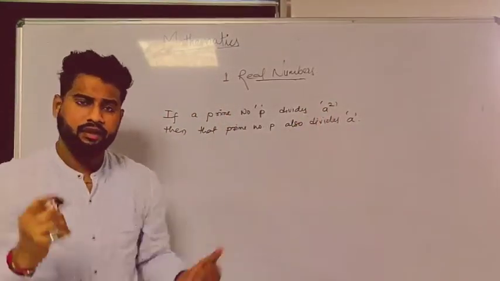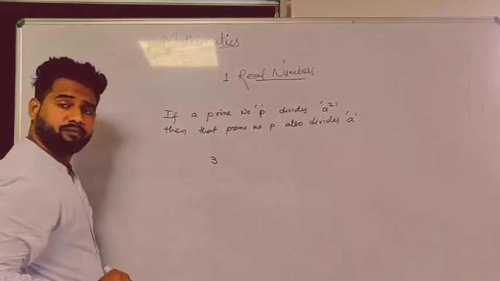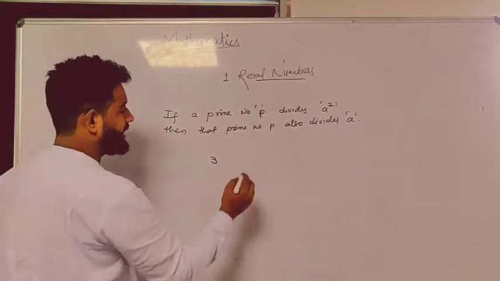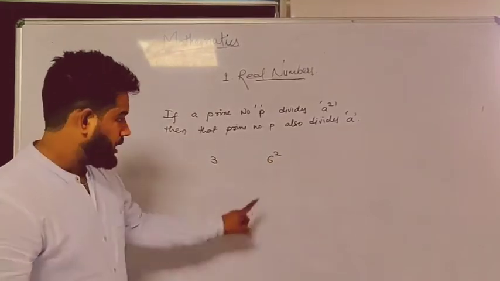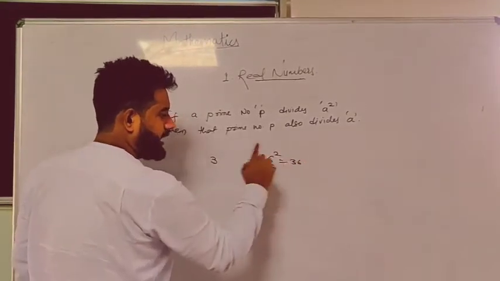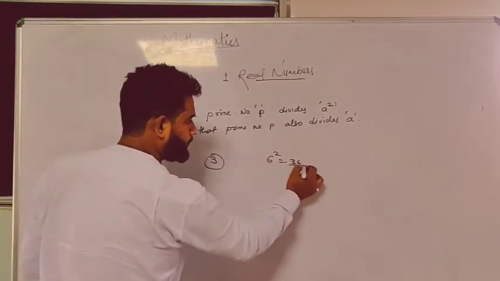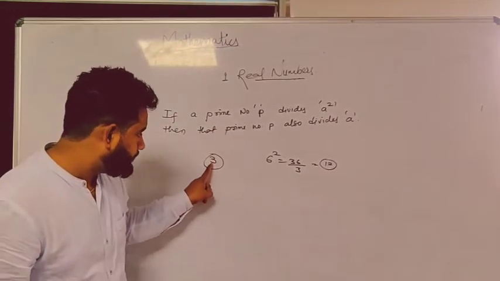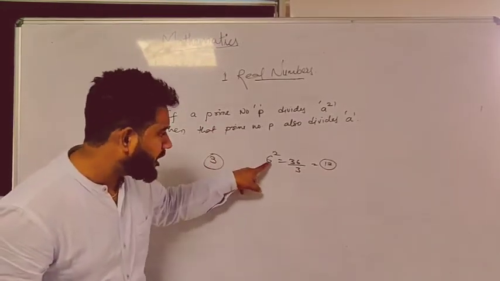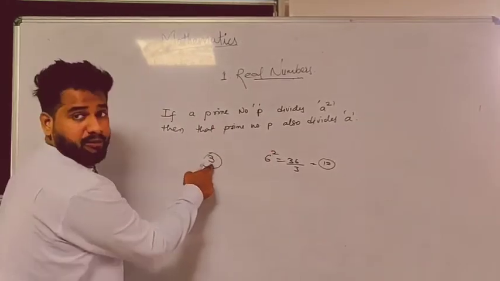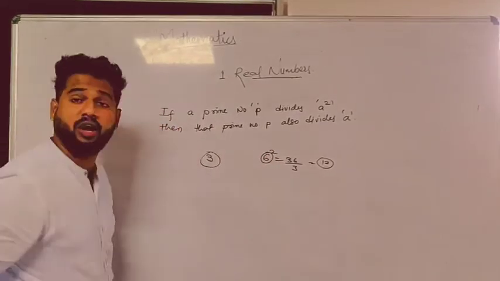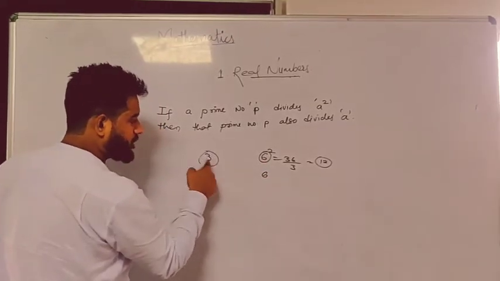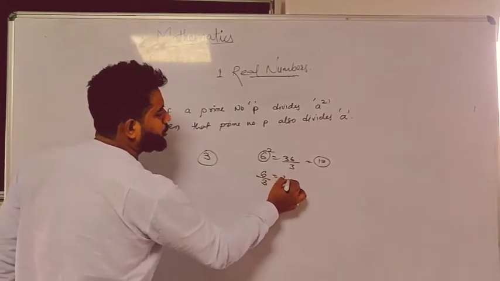Let us take the example. 3 is a prime number. Suppose it is dividing the square of any number. Let me take 6 square, right? 6 square is 36. Is 36 divisible by this prime number? Yes, we'll get 12. Are you getting my point? So if a prime number p divides the square of any number, then that prime number p should also divide that particular number, the square root of that number. What is the square root of 6 square? It is going to be 6. So that 6 is also divisible by 3, and you will get 2.